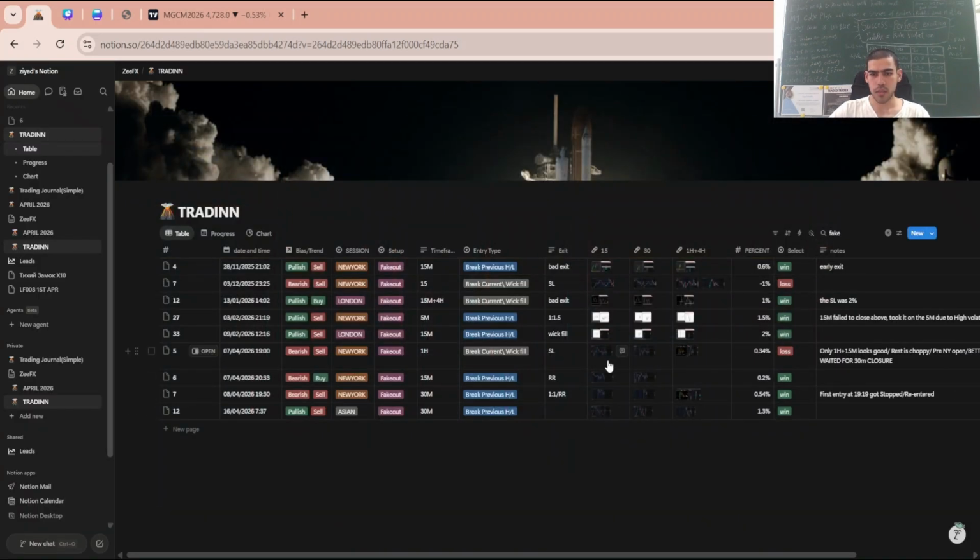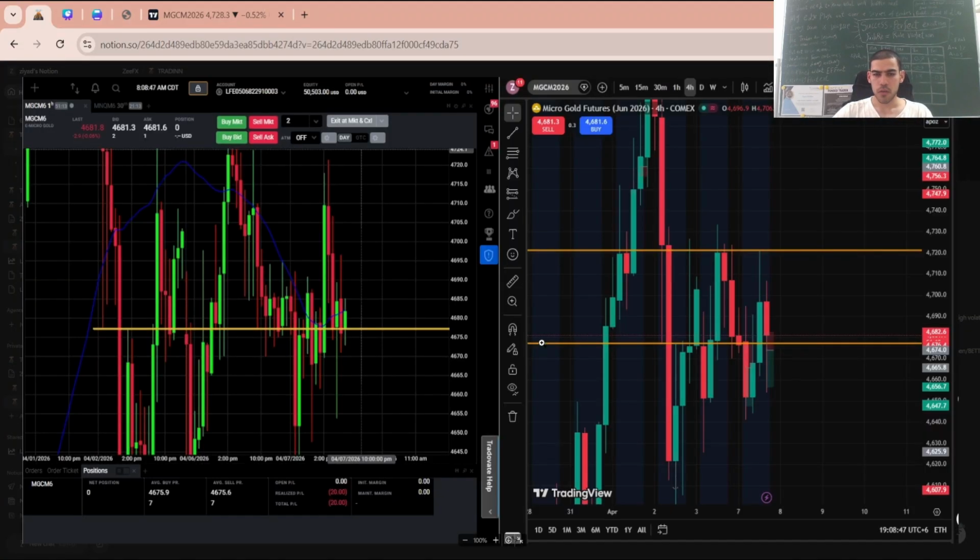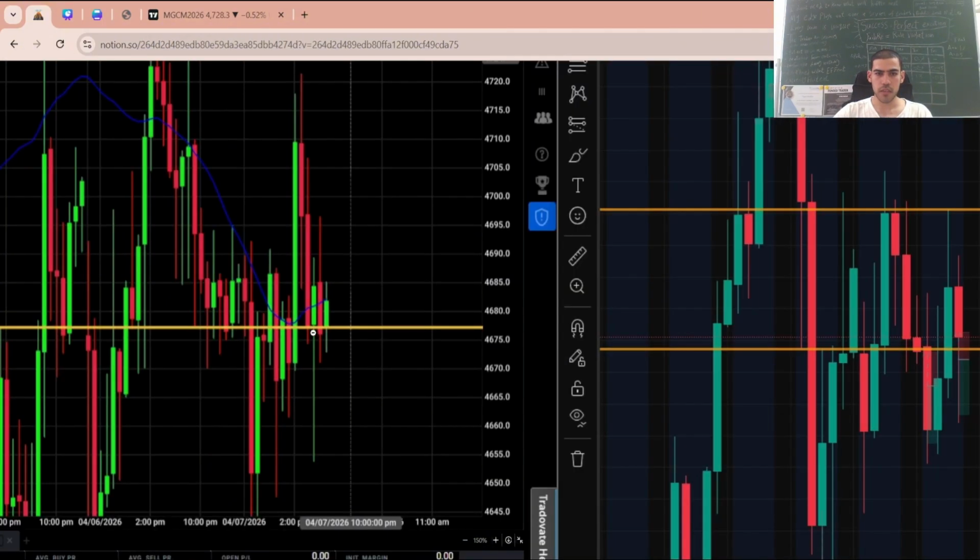So now let me show you a loss that I took. This was on the 1 hour. Let's check the 1 hour time frame. Alright, we can see here that this candle on the 1 hour closed inside the range and then closed back outside the range.